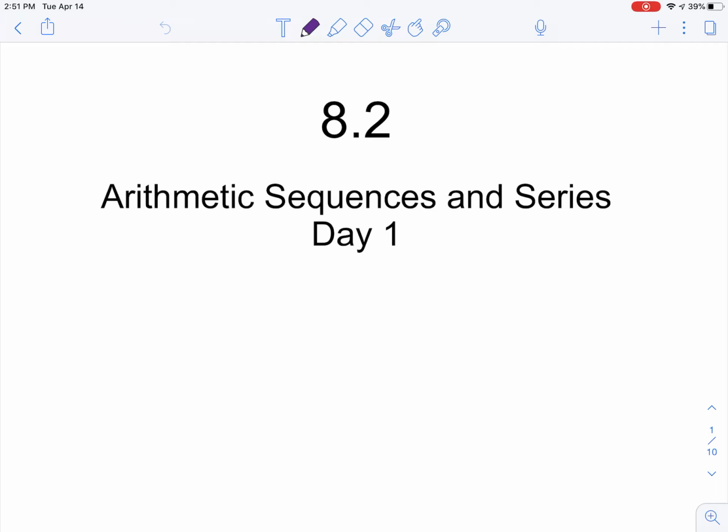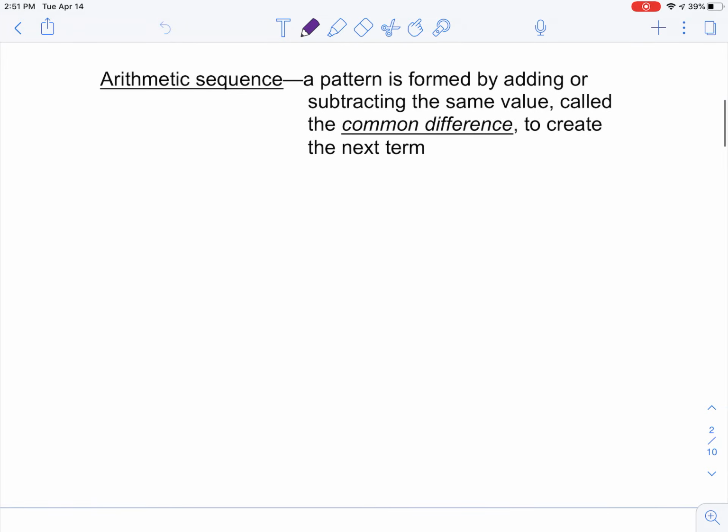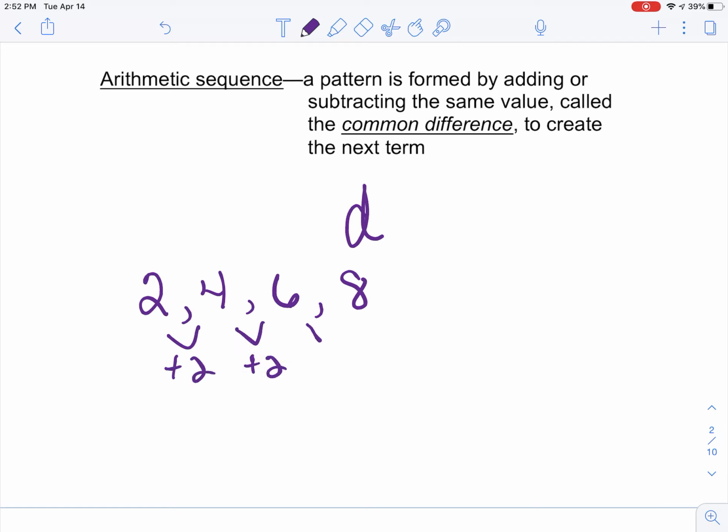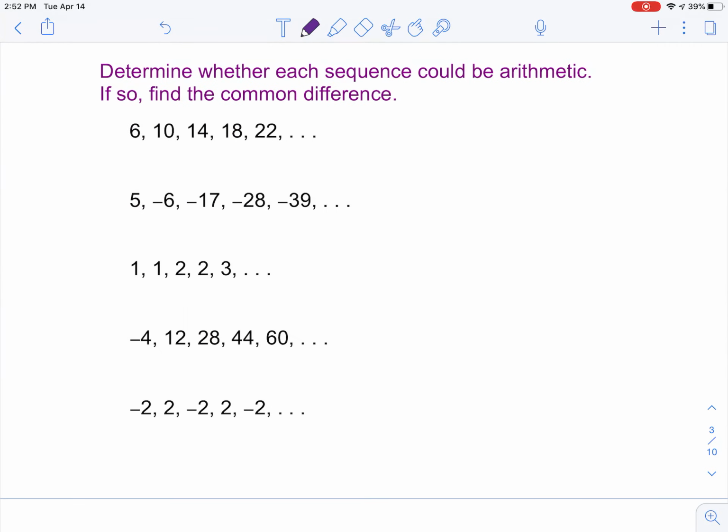All right, welcome back. Today we're going to learn about arithmetic sequences. Tomorrow's going to be arithmetic series. Arithmetic sequence we talked about yesterday. It's a pattern that's formed by adding or subtracting the same value, called the common difference, to create the next term. So D is considered my common difference. So if I do 2, 4, 6, 8, I'm adding 2 to each of these. So my D value is going to be 2. It's whatever you're adding or subtracting to make the next term.